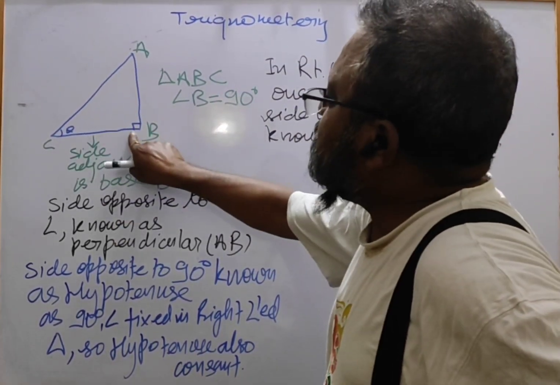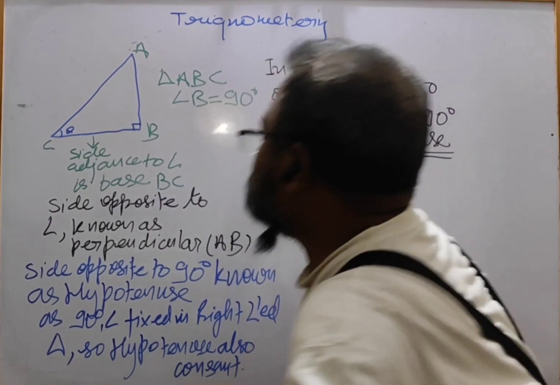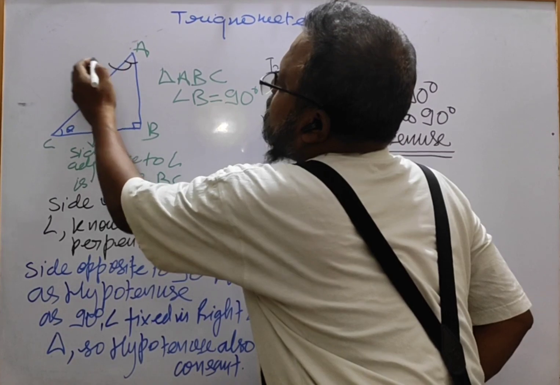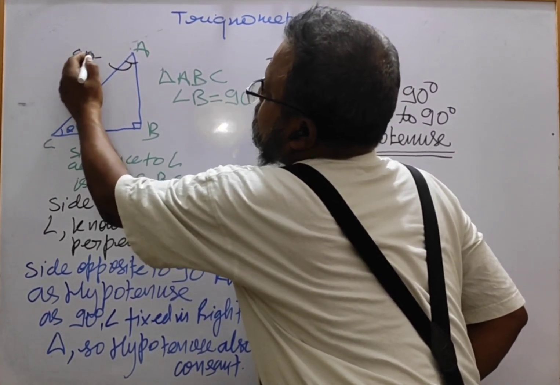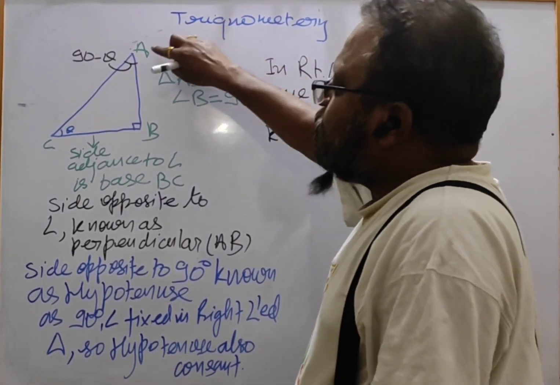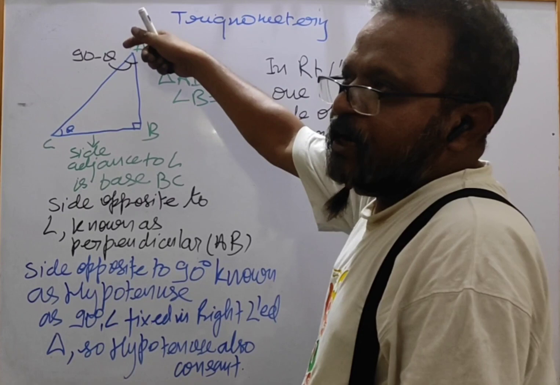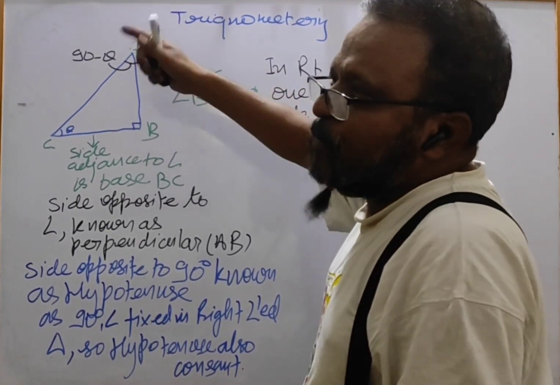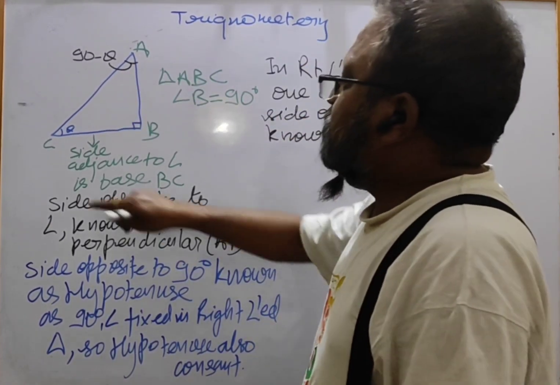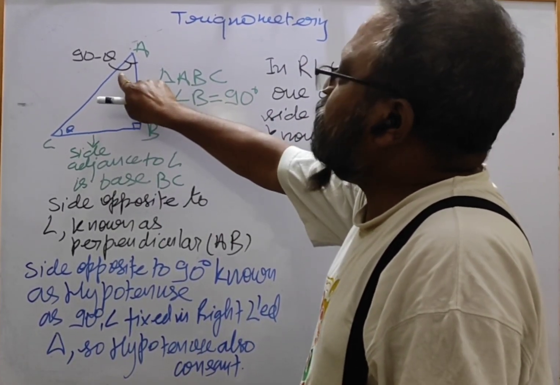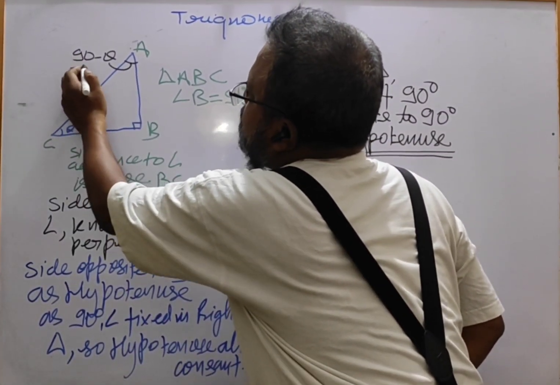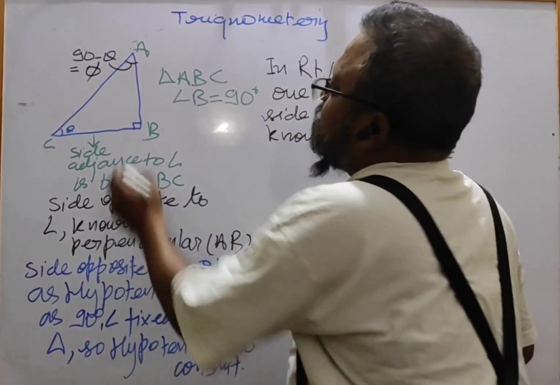This is 90, this is theta. So how much will be this? Maybe 90 minus theta, है ना? So sum of all interior angles of a triangle is 180 degree. One angle is of 90 degree, so 180 minus 90 becomes 90. The remaining two angle sum will be 90 degree. If one is theta, so other will be 90 minus theta. And if this 90 minus theta we call phi. So this is angle phi.